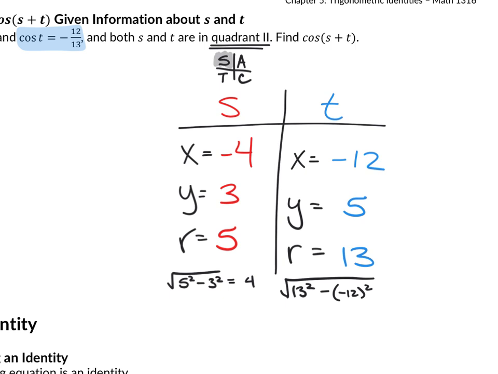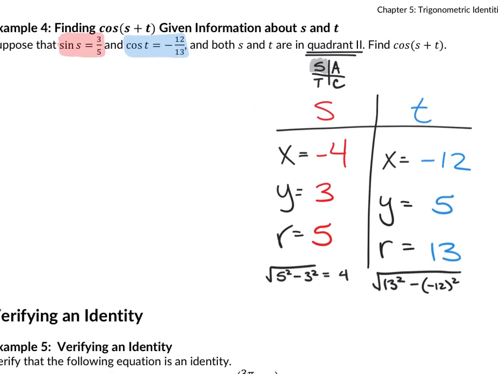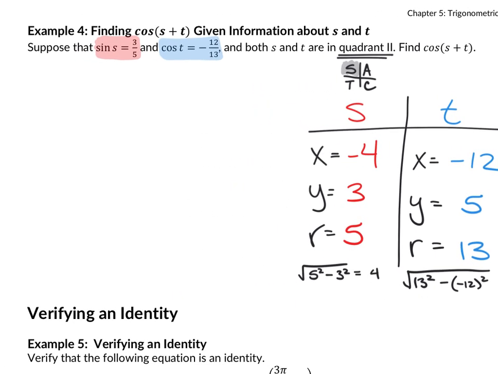Okay, now that we know all of these values, we can come in here and think about what the question is actually asking us. We actually want to know the cosine of s plus t. Now, if we expand that using the sum and difference identity, we would have the cosine of s times the cosine of t minus the sine of s times the sine of t. And I know these letters are confusing because s and t makes this look like it's just a plural cosine and a plural sine, but stick with it.